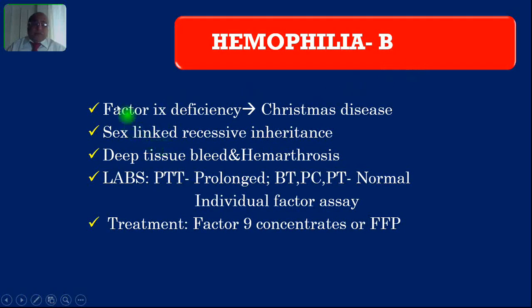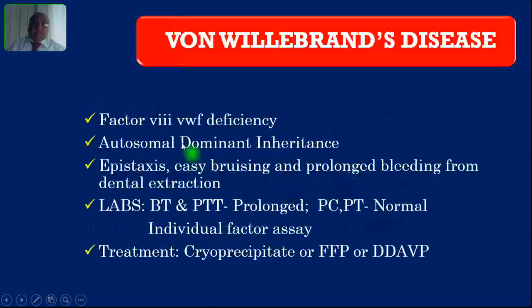Hemophilia B is due to factor 9 deficiency. This is also known as Christmas disease. This is also sex-linked recessive inheritance. There will be deep tissue bleed and hemarthrosis. Labs will reveal PTT will be prolonged, whereas the bleeding time, platelet count and PT are all normal. You have to do individual factor assay to find out whether factor 9 is deficient. Treatment is you have to give either factor 9 concentrate or FFP.